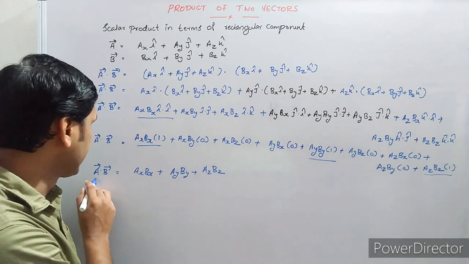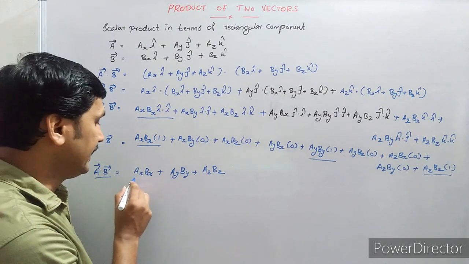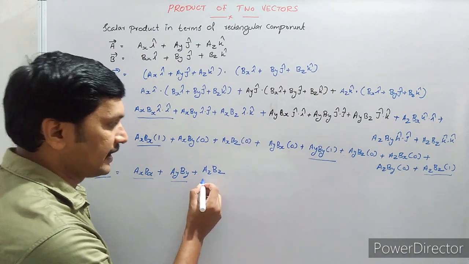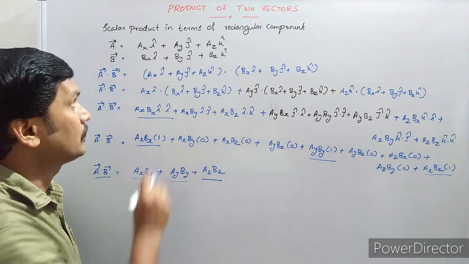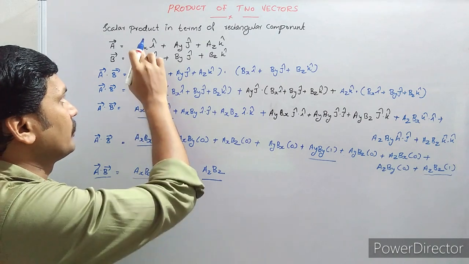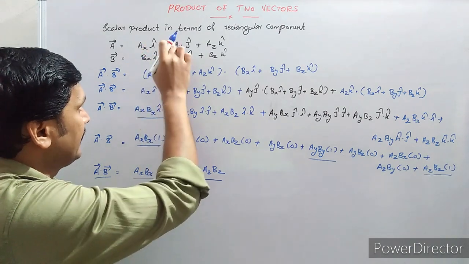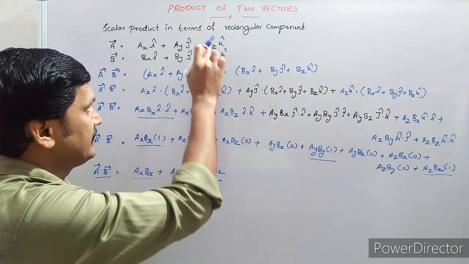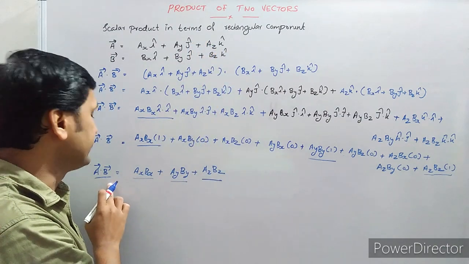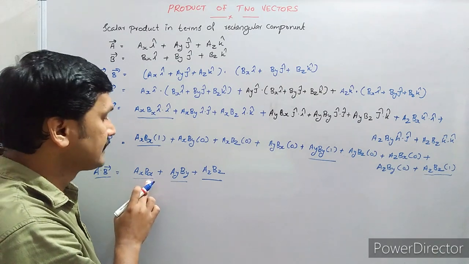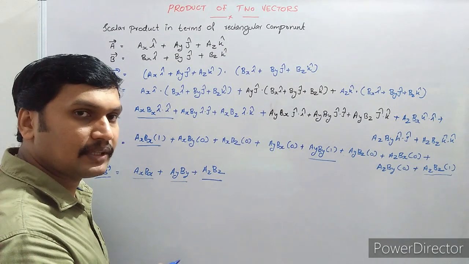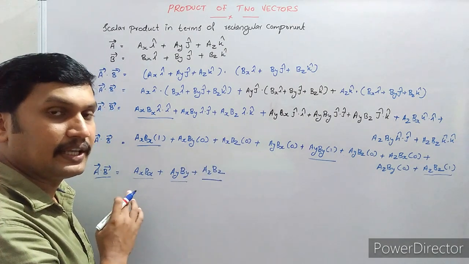So what is A dot B? The result A dot B is equal to Ax into Bx plus Ay into By plus Az into Bz. If you want to find the dot product in terms of rectangular components, just find Ax into Bx plus Ay into By plus Az into Bz. That is the dot product of two vectors. A dot B is equal to Ax into Bx plus Ay into By plus Az into Bz. That is the dot product of A and B.